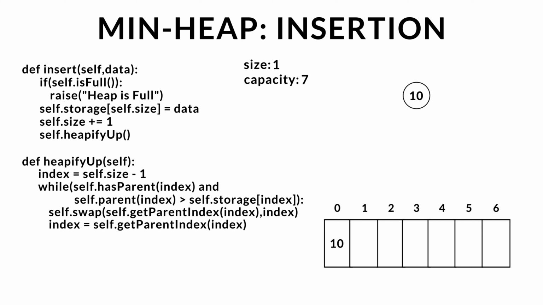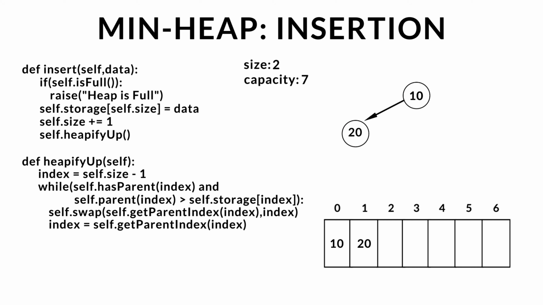Executing our insert method for the second time, this time inserting 20. We first check to see if the heap is full. It's not, so we go ahead and store 20 within the last available position within the heap. We then go ahead and increment the size, since we successfully inserted within the heap. Now all that's left to do is to make sure 20 was inserted in the right spot by invoking our HeapifyUp method. Within our HeapifyUp method, we first get the index of the last element that we just inserted. Executing our while loop, we then check to see if this node has a parent, which it does. We then compare to see if the parent is greater than the child. It's not, so we get kicked out of the while loop.